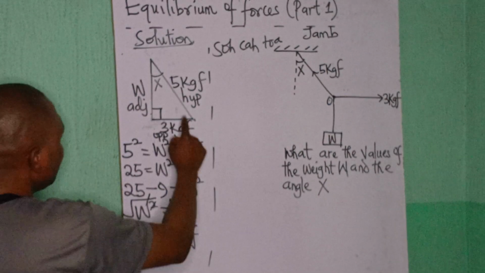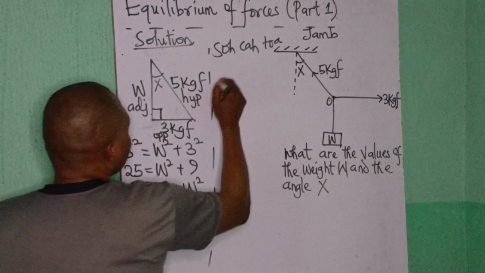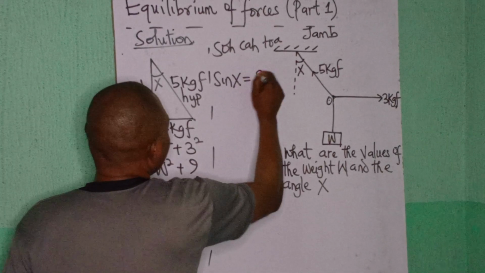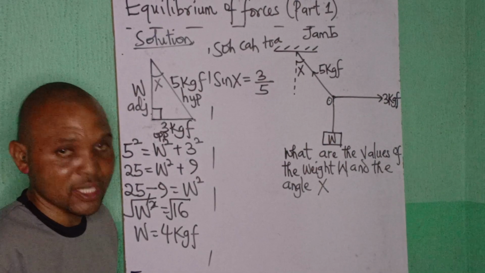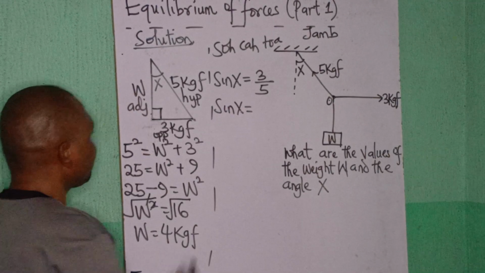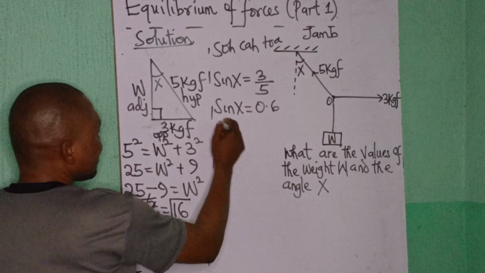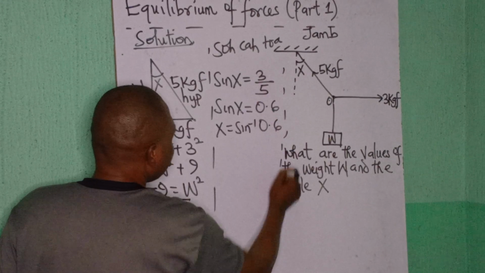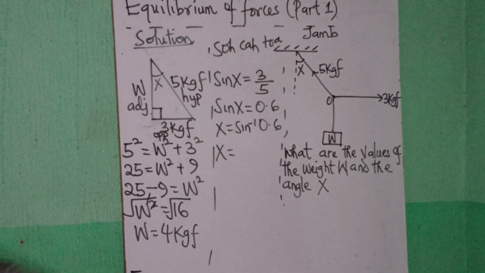If I'm to use opposite and hypotenuse, I'll be using sine. So sine x equals opposite over hypotenuse; opposite is 3, hypotenuse is 5. If we divide 3 by 5, you'll be getting 0.6. Now my x is equal to the sine inverse of 0.6.